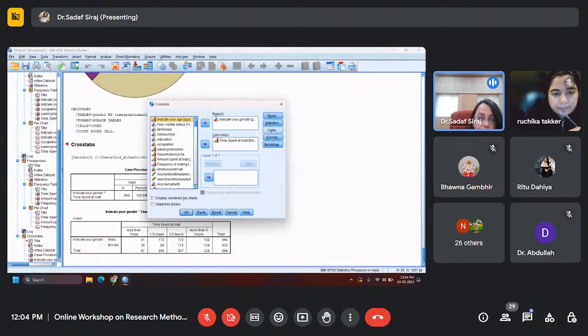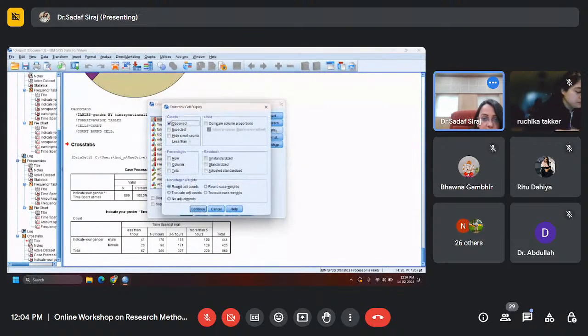So now I want to have percentages also. So I'll click on cells. It is going to ask what do you want other than the observed frequency. Can you see percentages? I will say that I would like to have the percentages also. And because I'm interested in understanding the percentages of males and their time spending behavior and percentages of females and their time spending behavior, and it is given in rows, I'll click on rows.